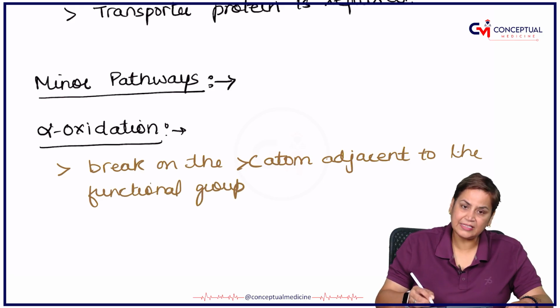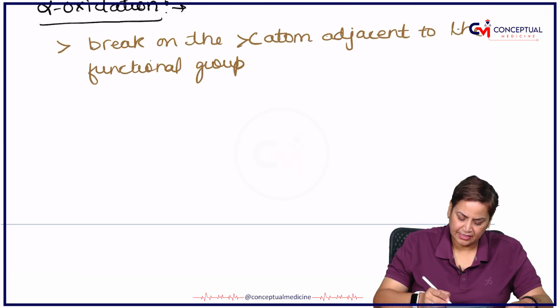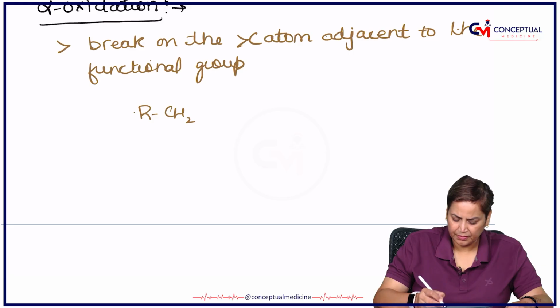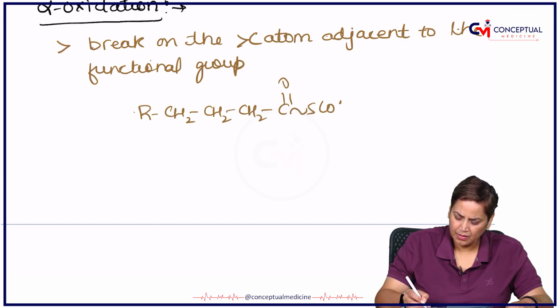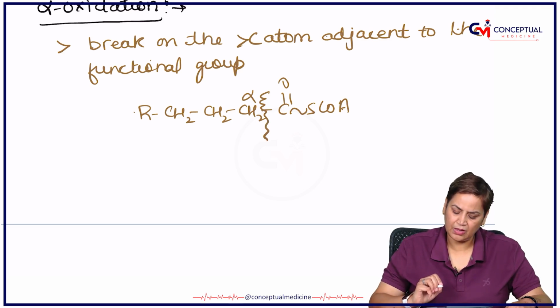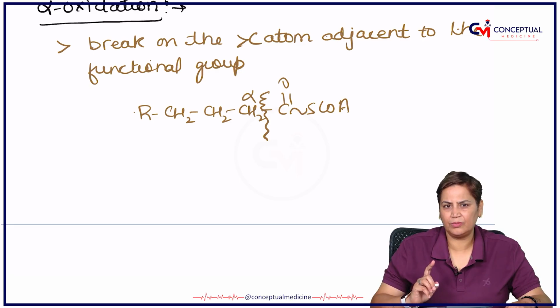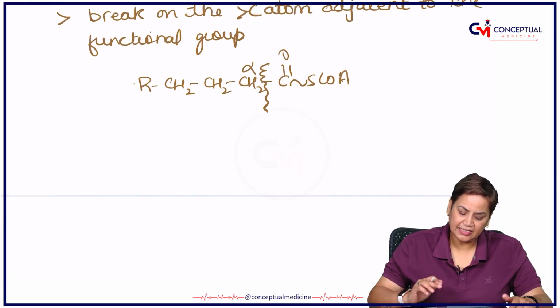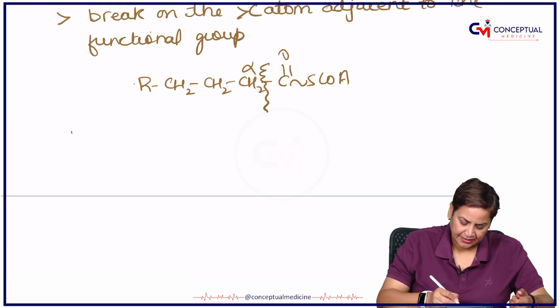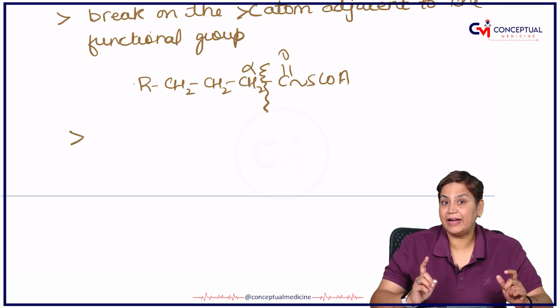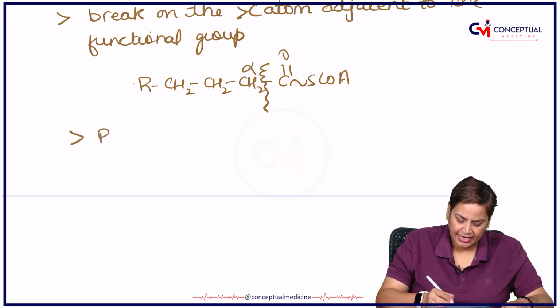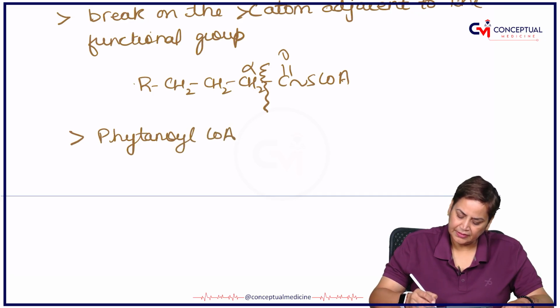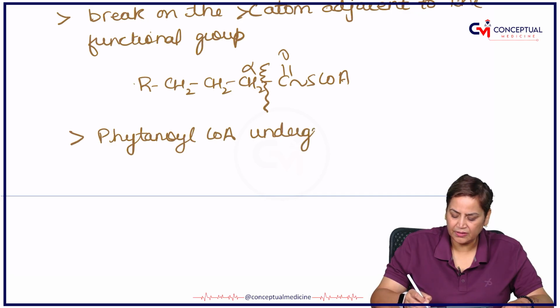Right. So if I say this is a fatty acid, alpha oxidation will be here. Always remember, along the first carbon atom. And basically it takes place in the products which are rich in phytanic acid. So I can say that phytanic acid or phytanoyl-CoA is the substrate here. Undergoes alpha oxidation.